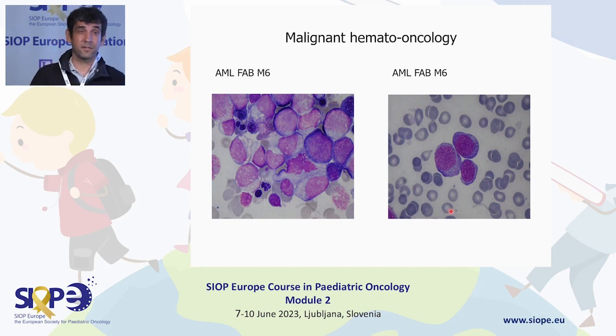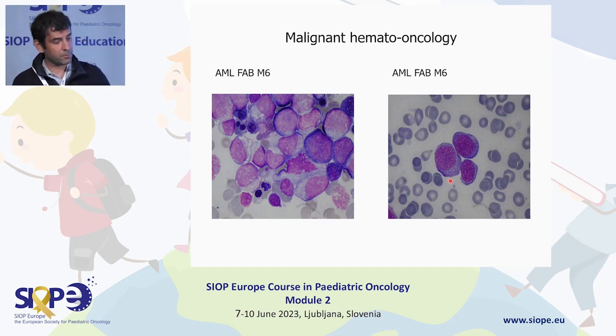M6, honestly, I've seen very, very rare cases of AML M6, this erythroid leukemia. You can see that these cells are similar to the physiological counterparts, the erythroid cells. You can see that the nuclei are round and the cytoplasm is blue.